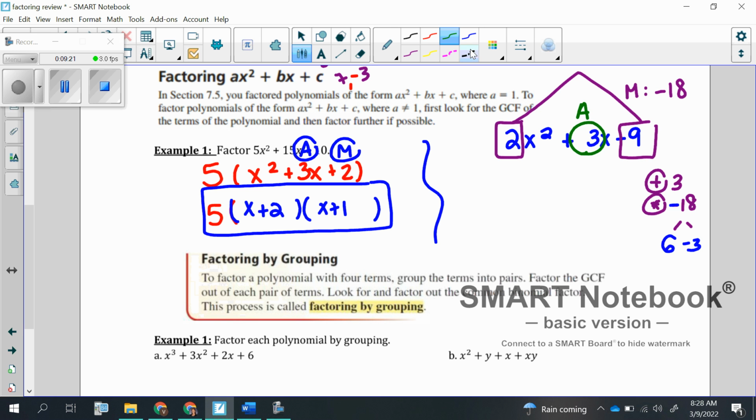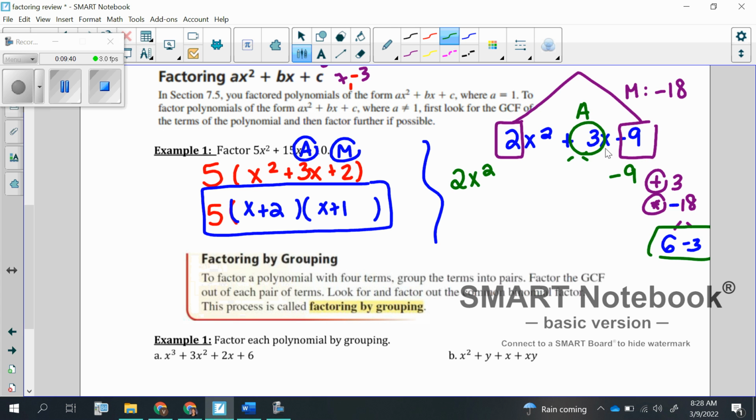So what are you going to do? Well, you need to break it up. Okay, and this is going to lead us into our next example. So we're going to break it up. So you rewrite the first term and you rewrite the last term as is. That 3x in the middle you break down into these two values.